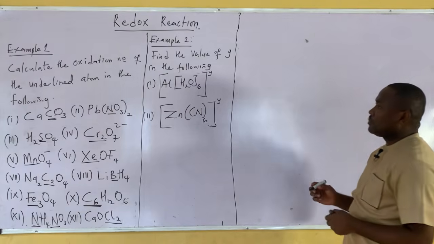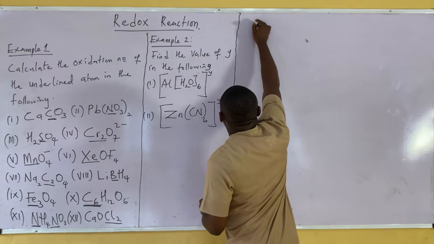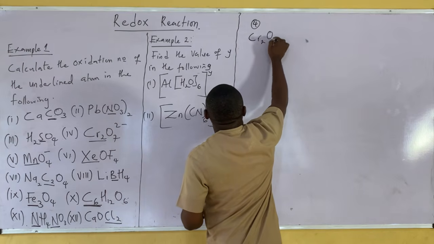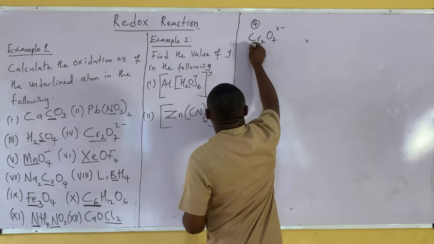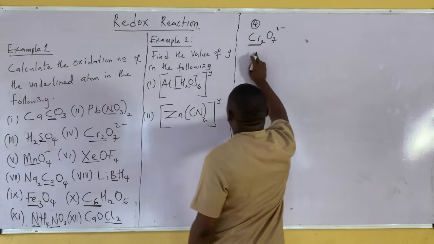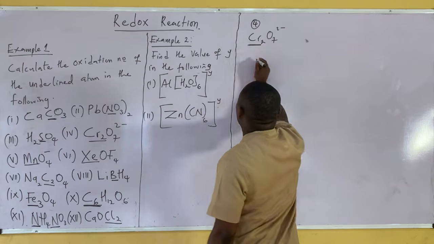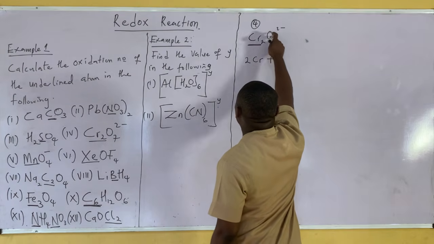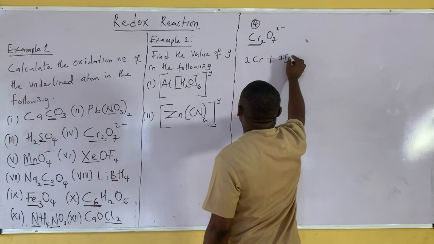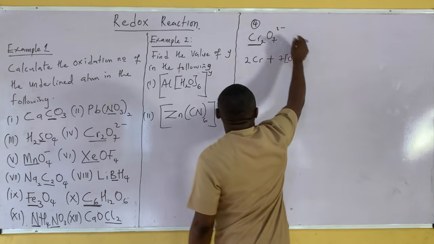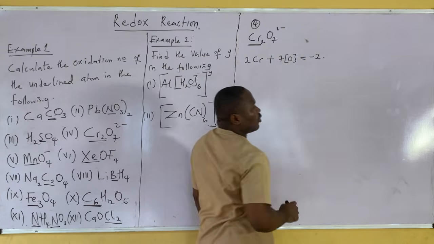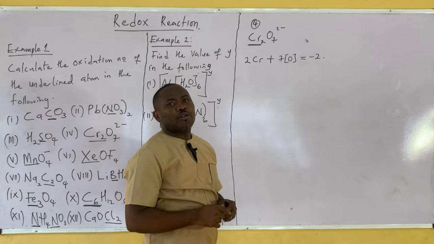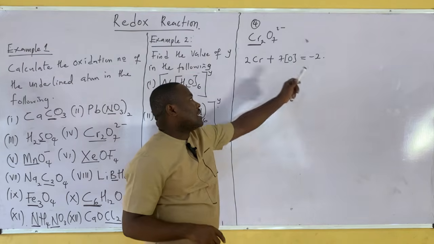Now let's see example 4. Example 4 is number 4. We have Cr2O7 2 minus. We are looking for the oxidation number of chromium. Now this 2 is affecting chromium. It will be 2Cr plus, this 7 is affecting O. It will be 7O. Now everything will be equal to minus 2. That was the law for a radical. The oxidation number of the sum of atoms that makes up the radical equals the charge that it carries.